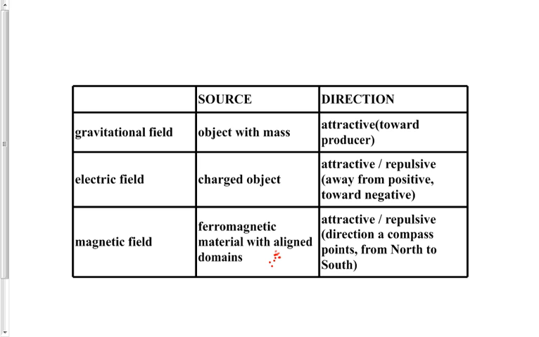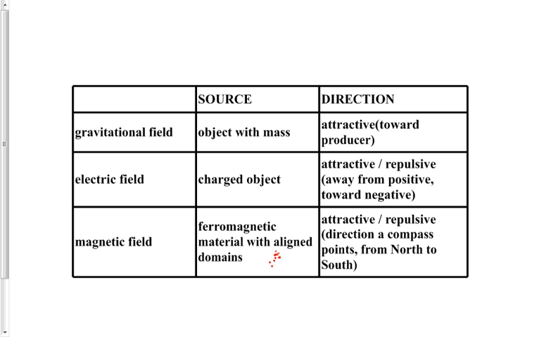What's a ferromagnetic material with aligned domains? A magnet. And a magnetic field is caused by a magnet. The direction, well, gravity is always attractive. It's toward whatever caused it. The electric field is attractive or repulsive, it's away from the positive, it's toward the negative. Or you could say it's the way that a positive charge moves when placed in the field.